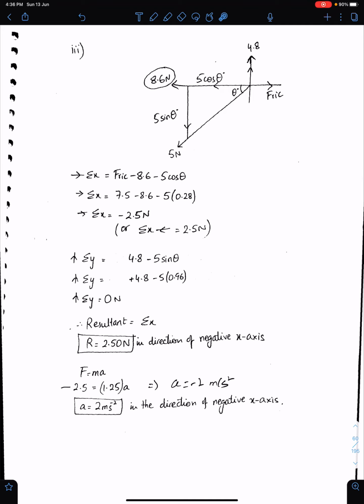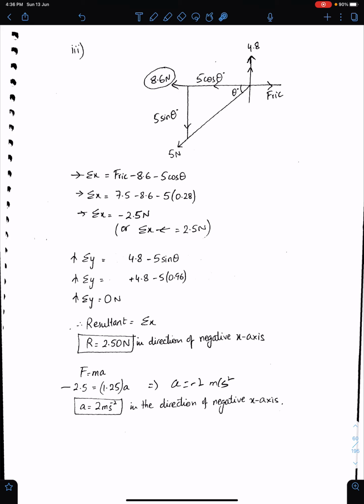So, first we need to find sigma x. Sigma x, since we are taking this direction positive, so friction minus 5 cos theta minus 8.6 will give you sigma x. Since R is unchanged and mu is unchanged, therefore friction is also unchanged. It's 7.5. Sigma x is minus 2.5. Minus 2.5 means towards left.